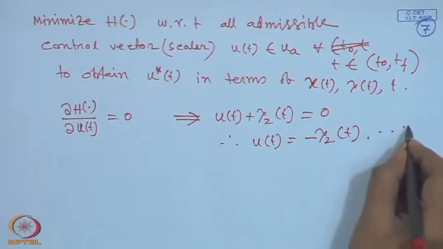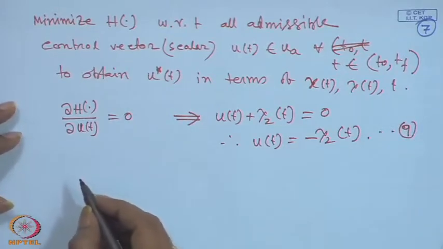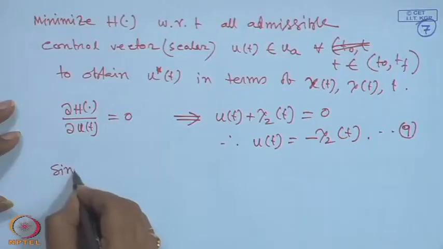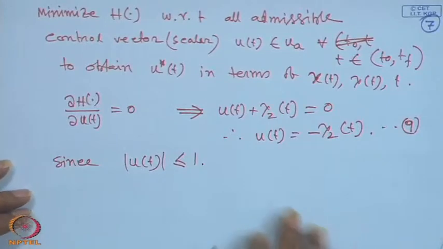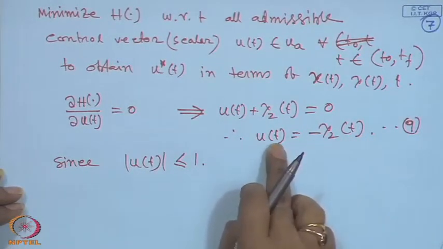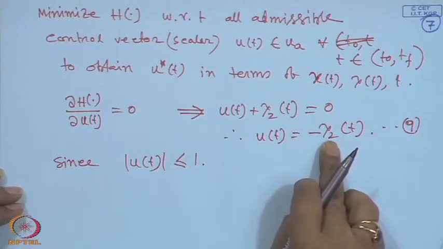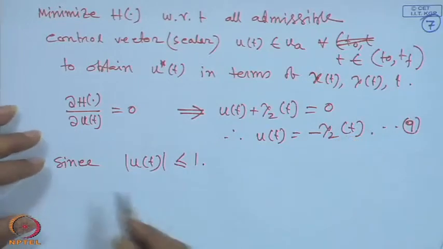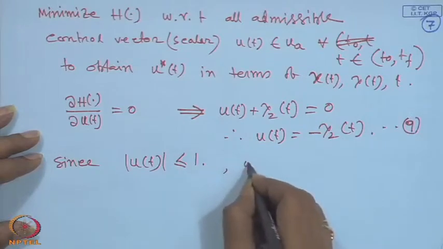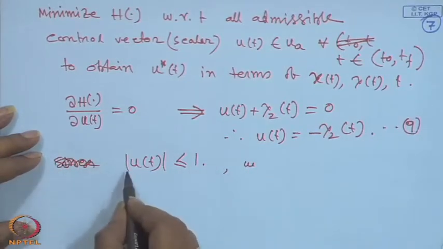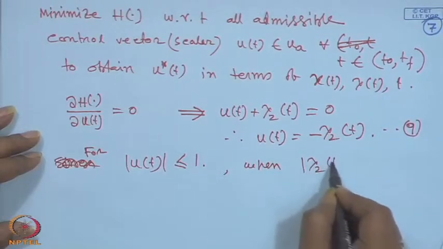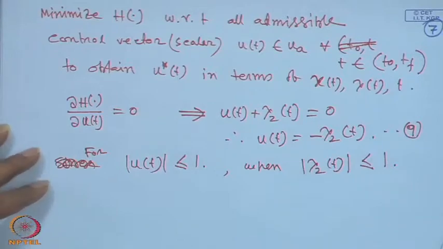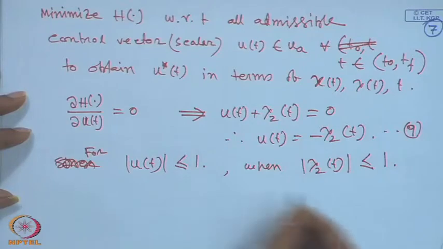Agree? So let us call this equation number 9. According to our problem, since mod of u of t is less than or equal to 1, this expression gives u of t less than 1 when mod of lambda 2 of t is less than or equal to 1. So then what is our control sequence? Suppose it is less than 1.